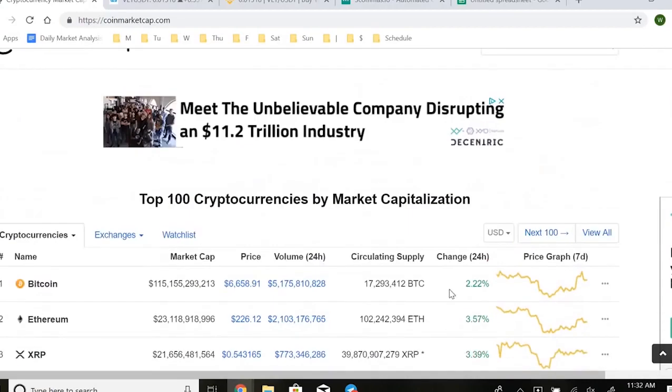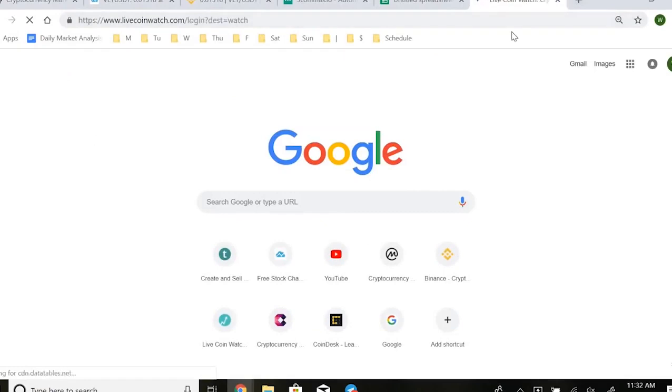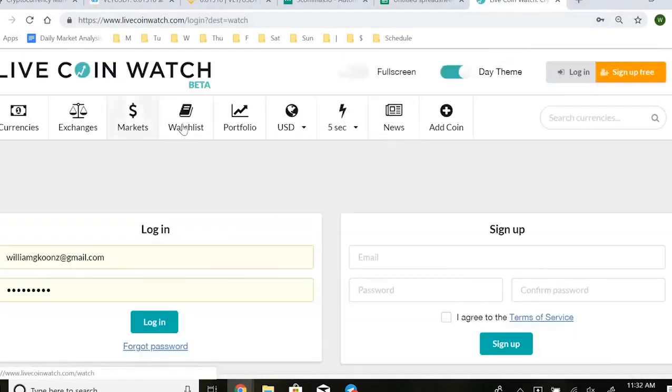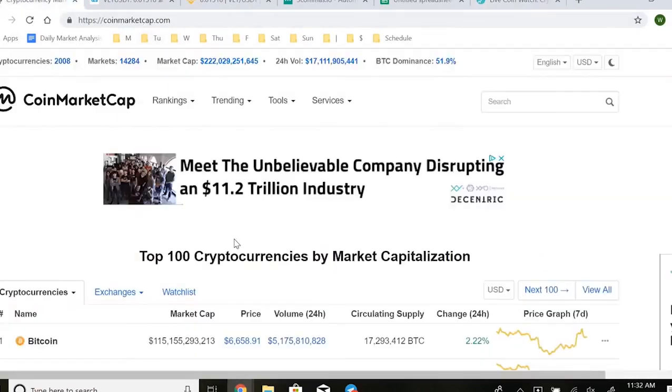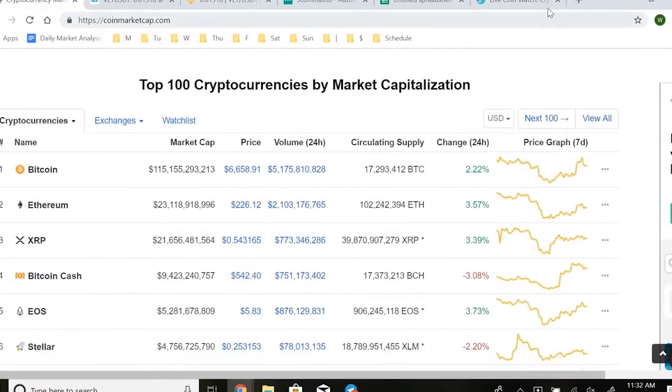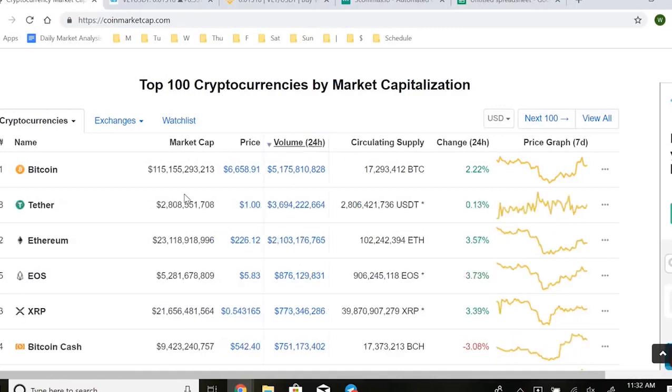Now that we've done that, what you want to do is go ahead and make a watch list. You can either do this on CoinMarketCap or on Live Coin Watch. This is the website I use for my watch list. On your watch list, you're going to be sorting by volume every day. I'm not going to show you my watch list because that's for my private group, but basically every day for your watch list, you want to sort by volume, right? We discussed this in the first video, and I'm not going to repeat the reasons why.